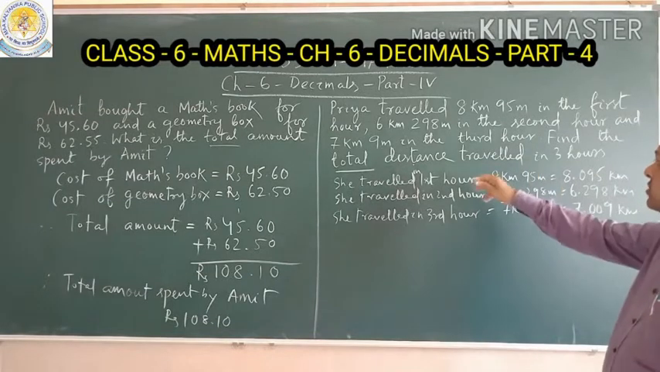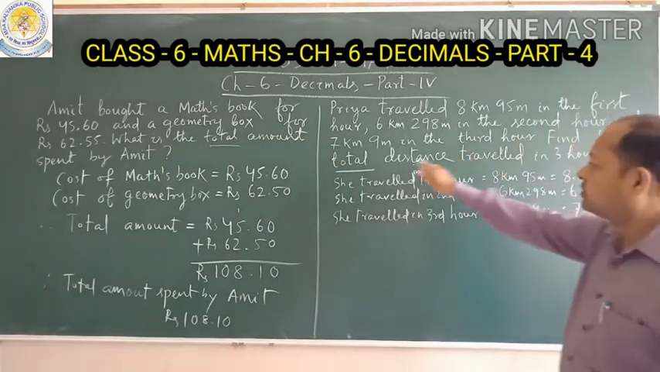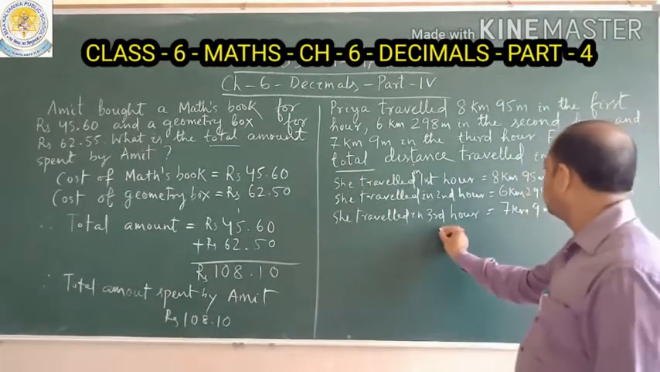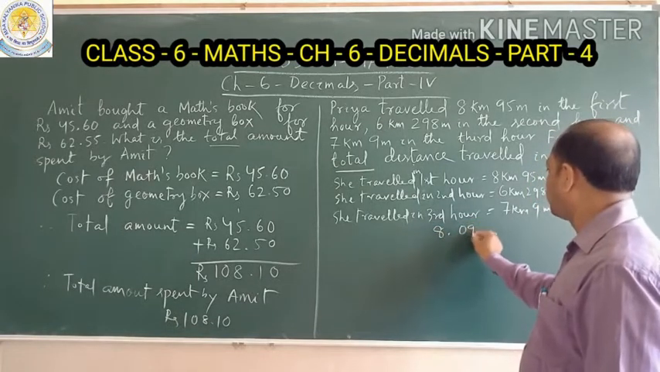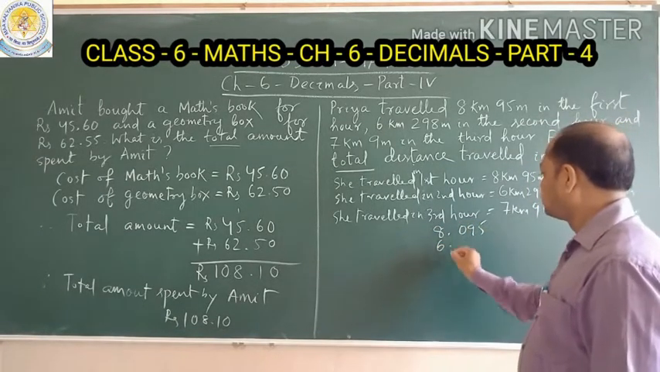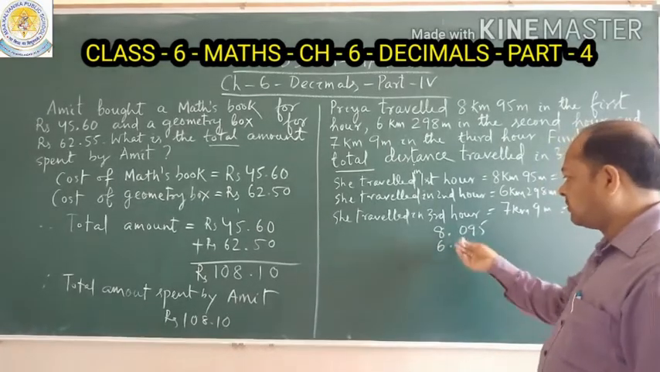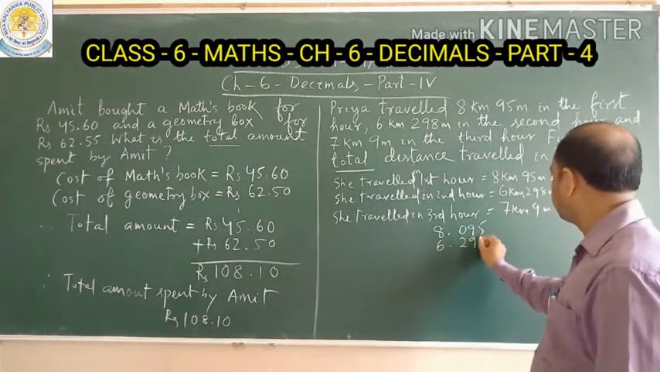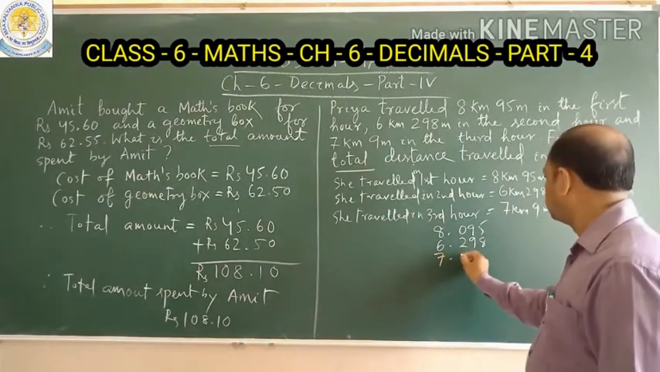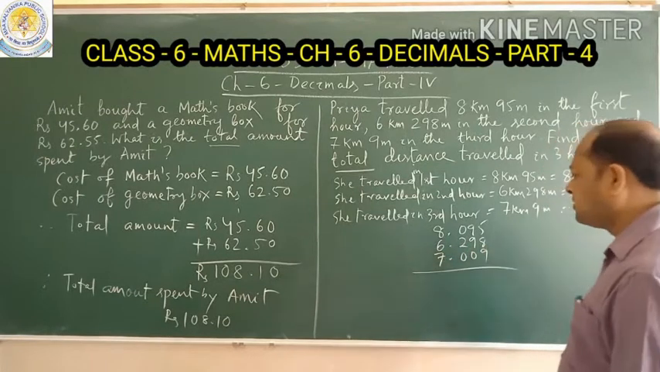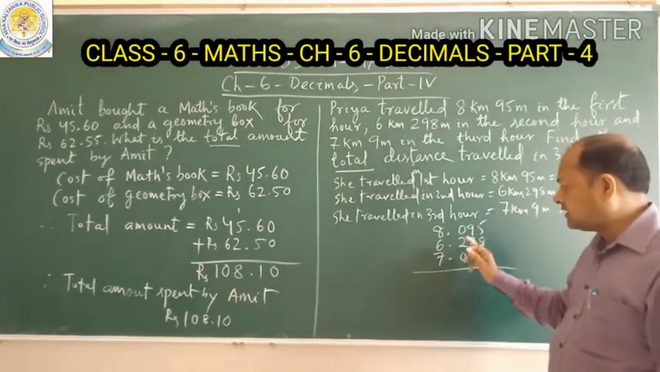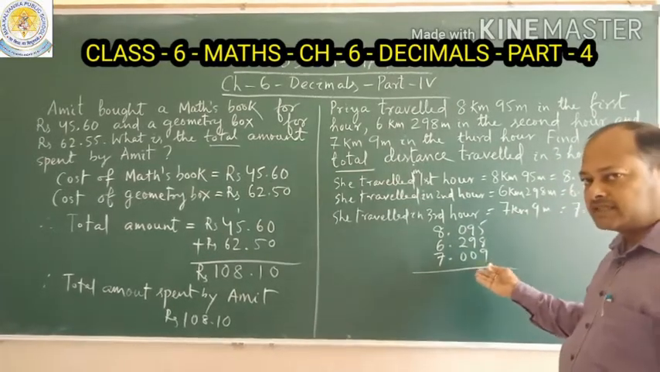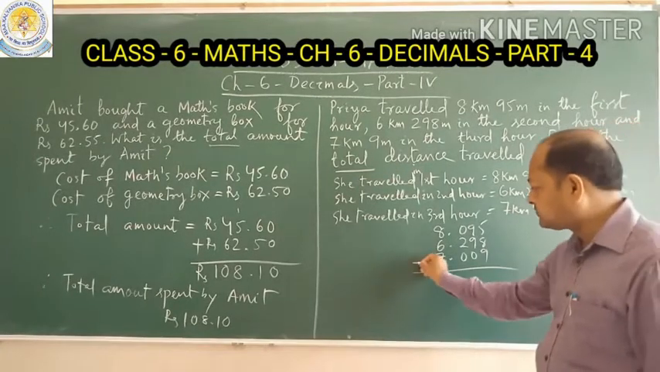So we have already written the statements based on the question. Now find the solution. The question is asking to find the total distance. Total means you have to add. So write the plus of these three: 8.095, 6.298, and 7.009. You have to write them according to place value, unit place under unit place, and so on. We arrange them like this, and then find the addition.